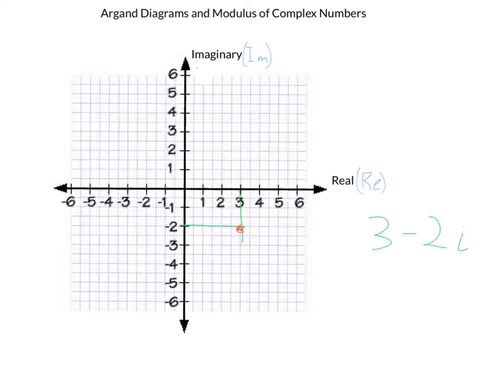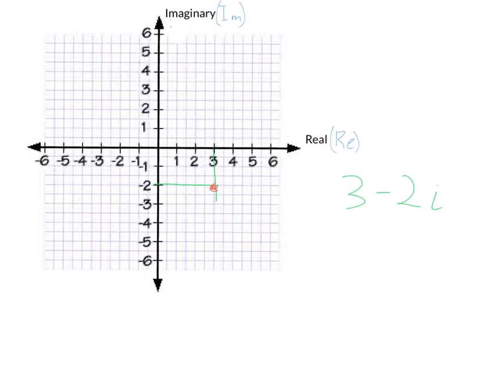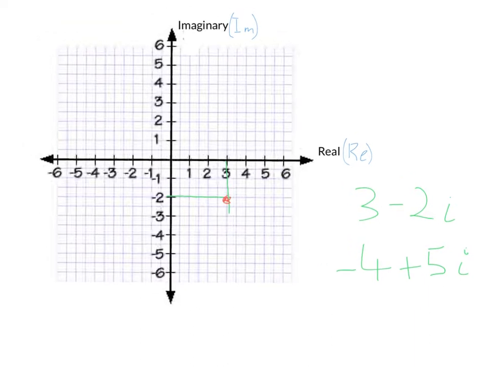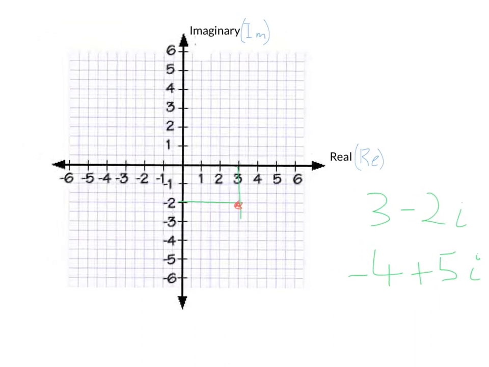So I'm going to give you another point now, and you can tell me where this would be. So the complex number I'm going to give you will be minus 4 plus 5i. So you can pause the video now, try and identify where that will be on the Argand diagram, and press play when you're ready.